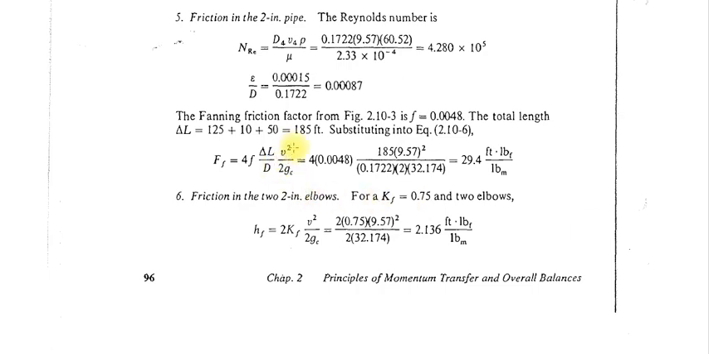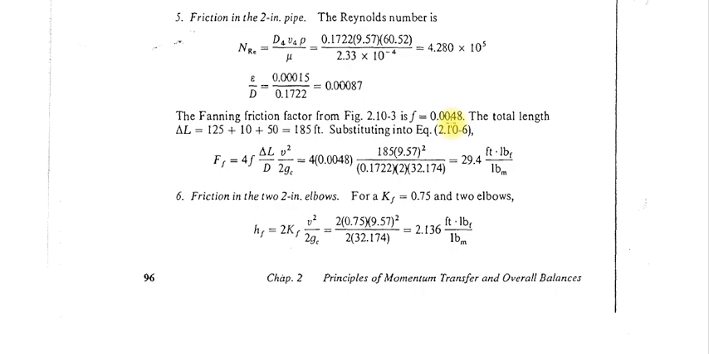4f delta L by D, V square by 2gc. So delta L is equal to 125 plus 10 plus 50, which comes to 185 for the long pipe. If you calculate the friction factor value from the same equation, you will get f equal to 0.0048. This comes from the Moody's curve.